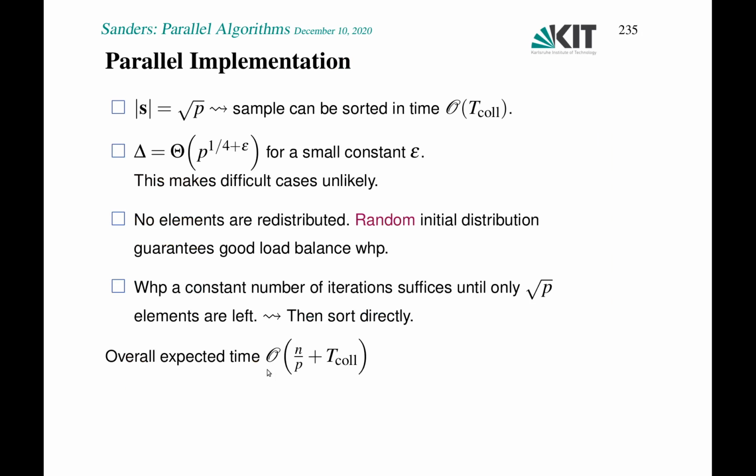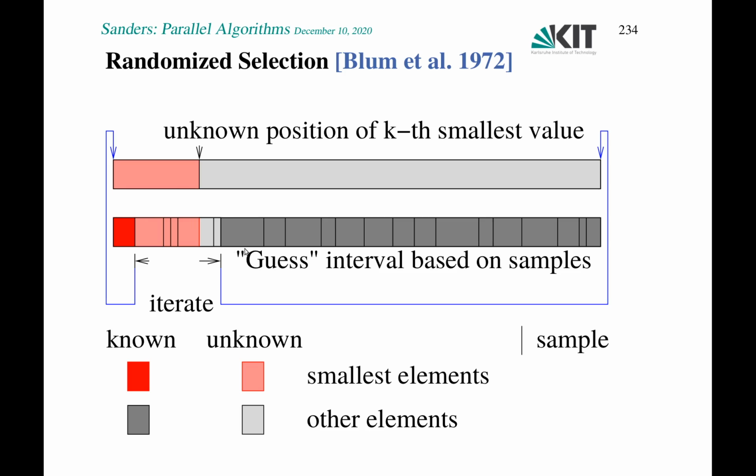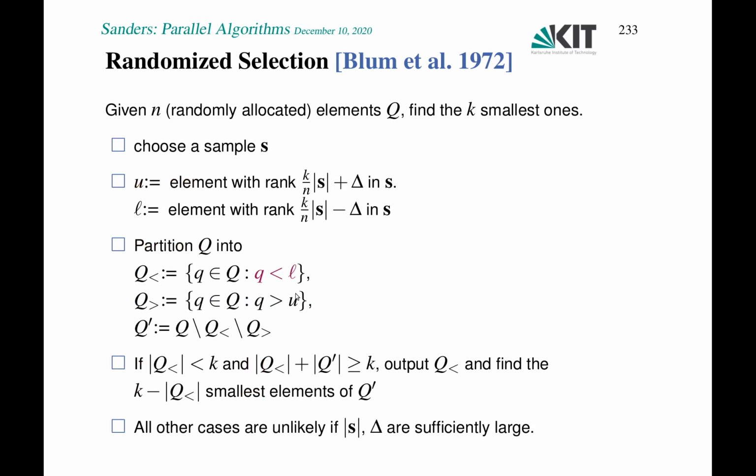So now guess what the sample size will be. Square root p. That's a hopefully simple question for you. Why square root p? And how can we then sort it in time O(t collective)? Now it gets a little bit messy, and I will not present the details of the corresponding analysis. But what we can do is to choose delta as p to the 1 over 4 plus epsilon for some small constant epsilon. And one can show that this suffices to make the difficult cases here sufficiently unlikely.